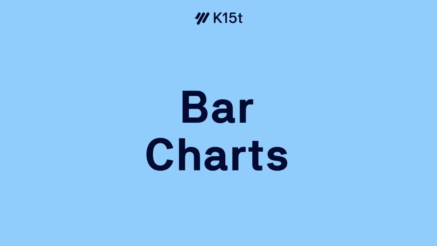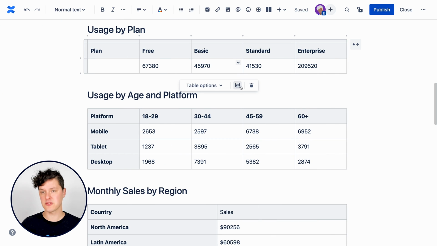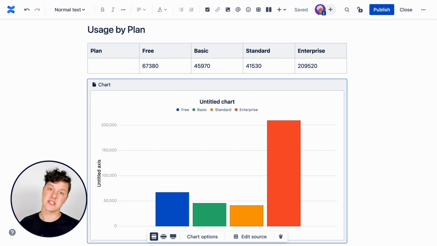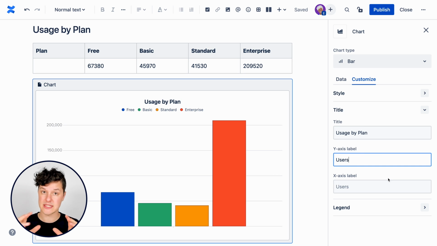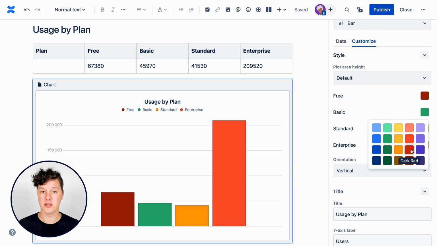The first type of chart we're going to look at is the bar chart, which is absolutely fantastic for comparing several different values. Like in this case, where I'm looking at the usage of the different plans we offer for our apps. There are a few different things we can do to really make sure these types of charts are clear to the people looking at them.